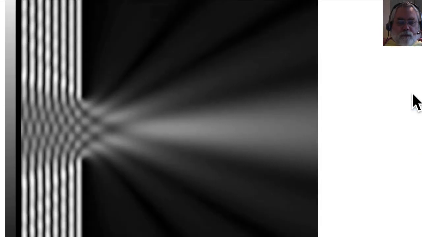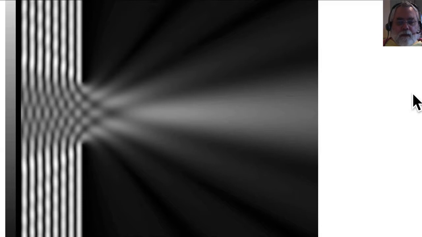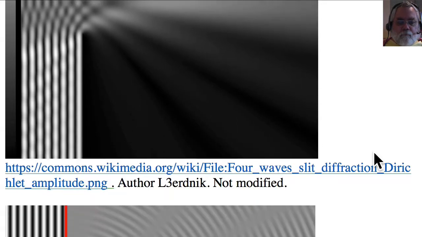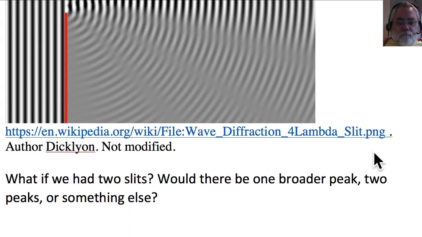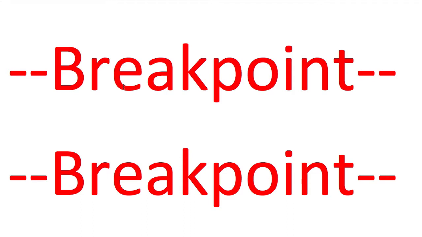Here's a different simulation. Again, the highest intensity is straight ahead. And we could see that there's a node here and a node here. And another simulation. Now, what if we had two slits? Would there be one broader peak in the middle? Would there be two peaks separated by a distance? Or would there be something else? This is a possible time to take a break.